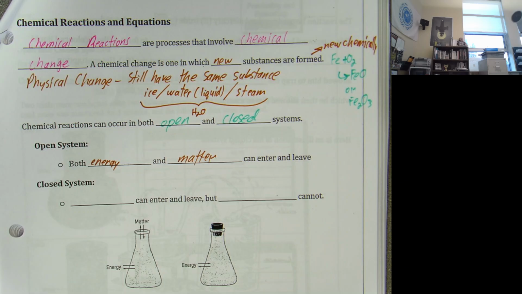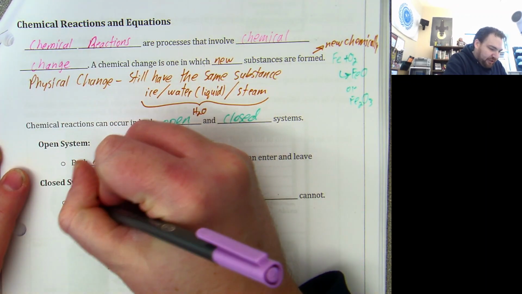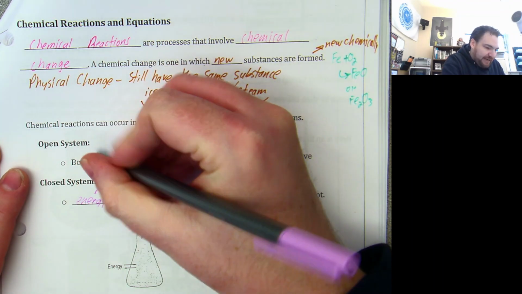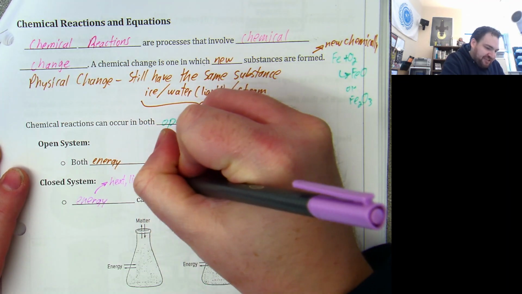So we've got an open system and a closed system. Nobody left in the closed system. The matter remained. And yet energy was able to come and go. So this one, energy in the closed system, that's this first blank here again, but energy in the form of what? Heat, light, and sound.